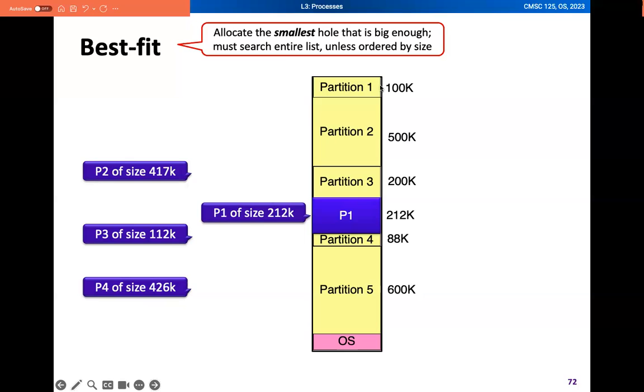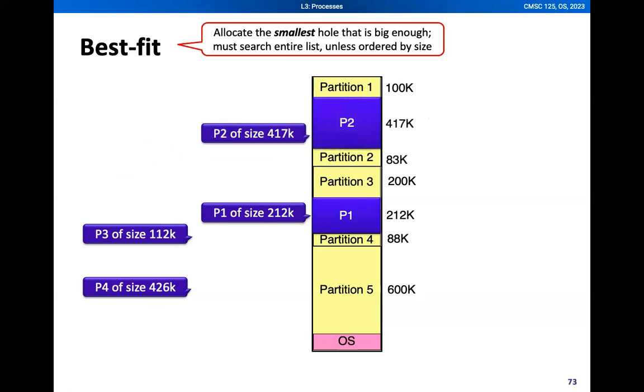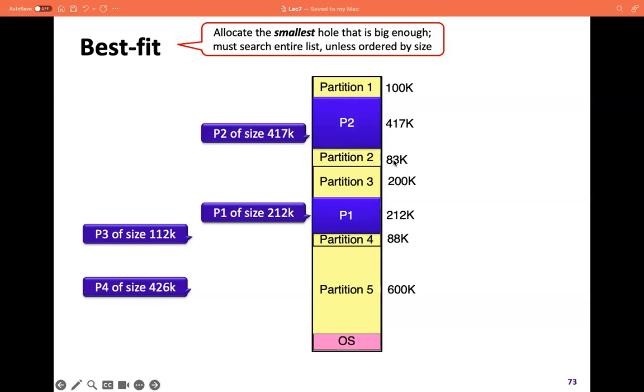Let's look at the smallest, which is 88K in partition 4, but it's not enough for P2. The next is partition 1, which is 100K, but also not enough for P2. The next smallest is 200K, partition 3, but also not enough for P2. Next smallest would be partition 2, which is 500K. So we are going to put P2 in here, and we will have unallocated memory left, which has a size of 83K.